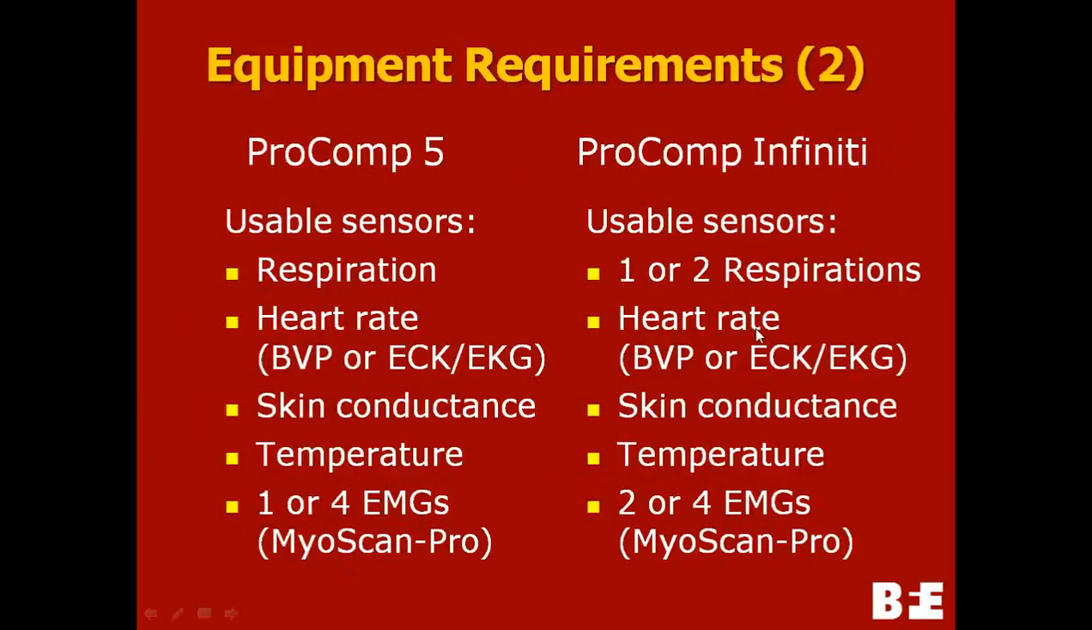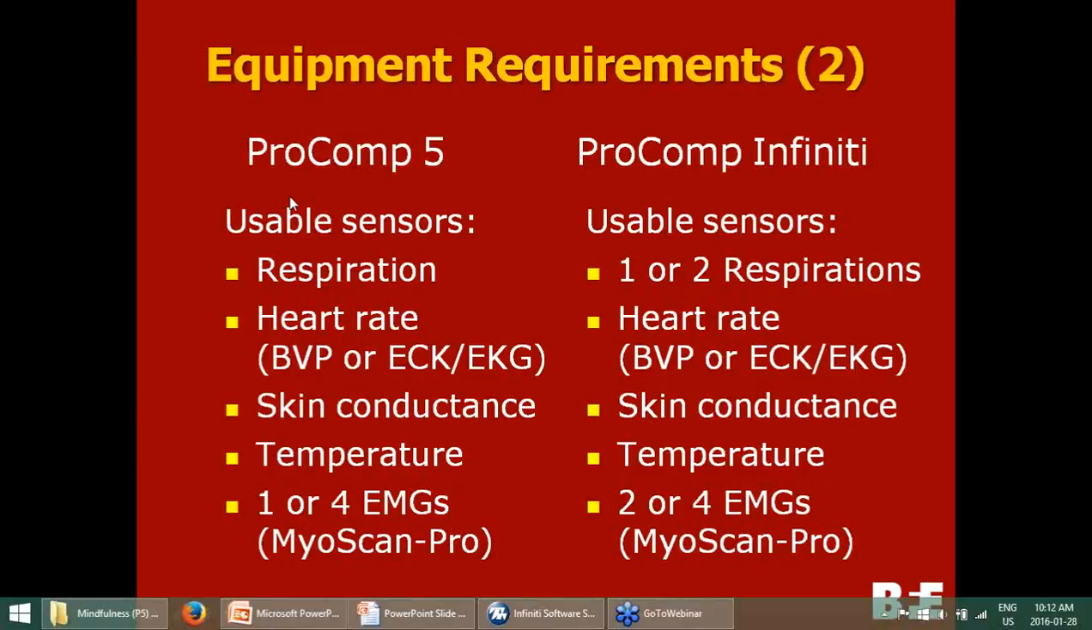You have a few more available slots for sensors, and so we do allow for data to be recorded from 1 or 2 respirations. The 1 respiration sensor is usually placed on the abdomen. If you have 2, then the second one is placed on the chest, for shallow breathing. We have the same deal with the heart rate, so BVP or EKG, depending on your preference. We also have skin conductance, temperature, and then we record data usually from 2 muscle sites, but with this Procomp 5 version, we do have 4 muscle sites available for a side training protocol.